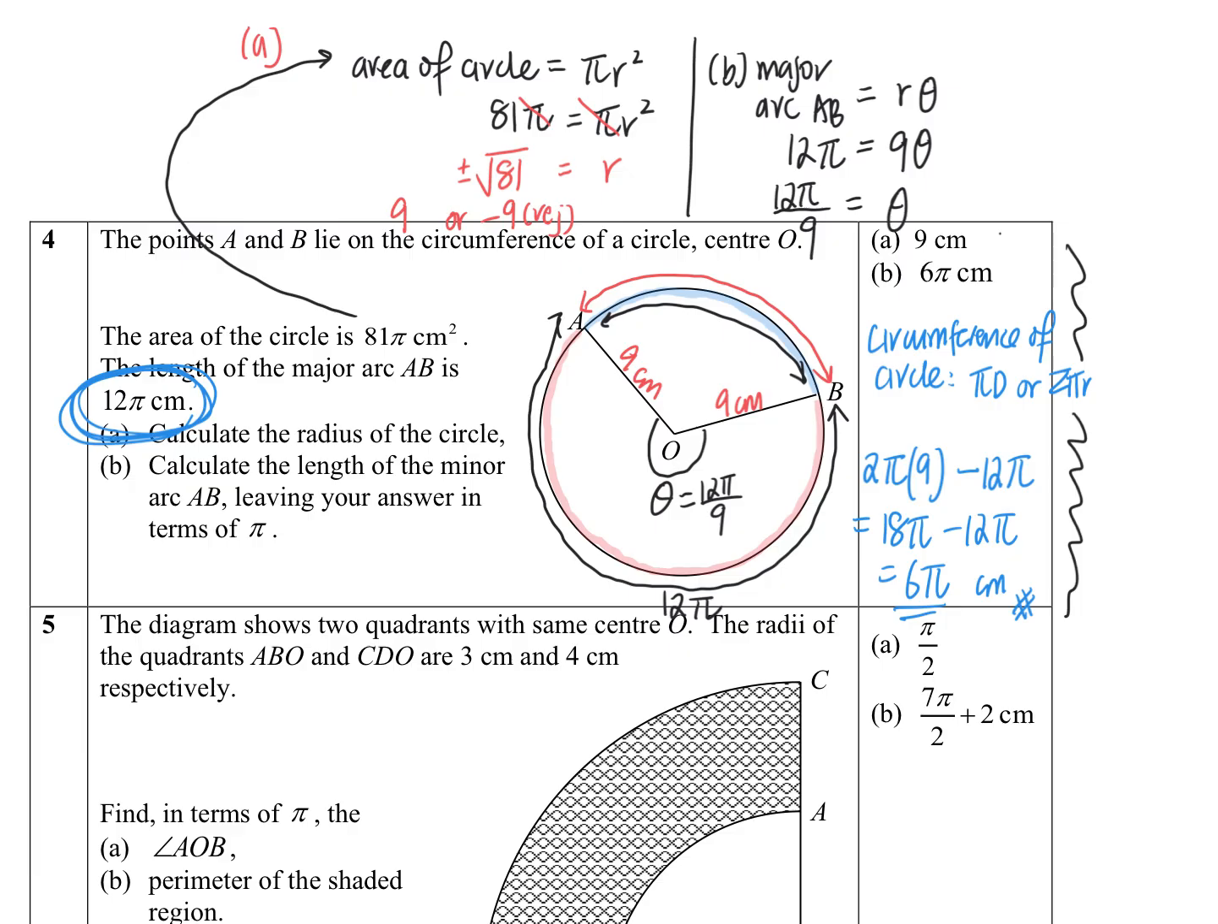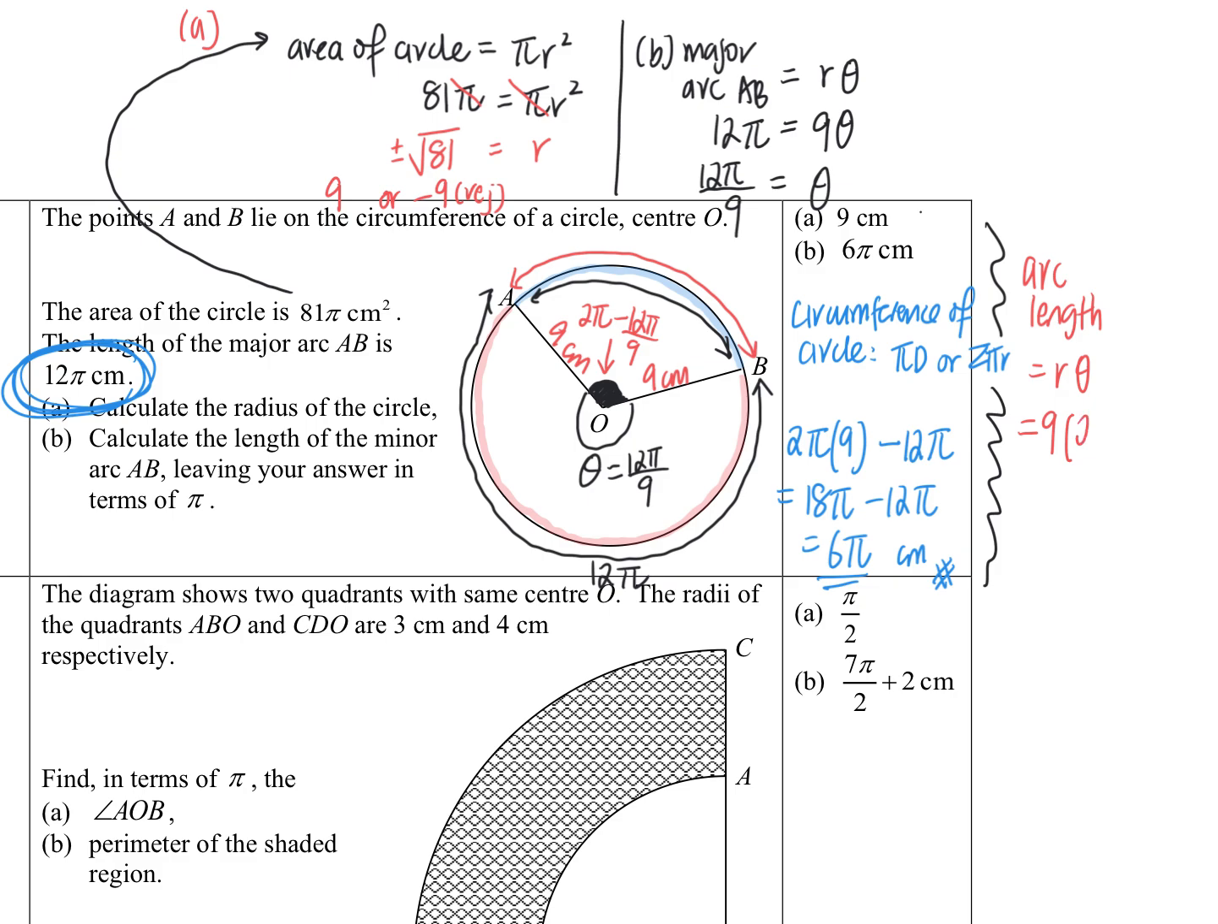I can find the arc length of the minor arc, the minor sector right here. So if I know this angle, I can find it. How to find this angle? We don't use 360, right? It's in radians. So we use 2 pi. 2 pi is 360. So I take away 12 pi over 9. Okay? So I can find this angle. And then to find the arc length, I just use r times theta. So my r is 9, no problem. My theta is this that I just found.